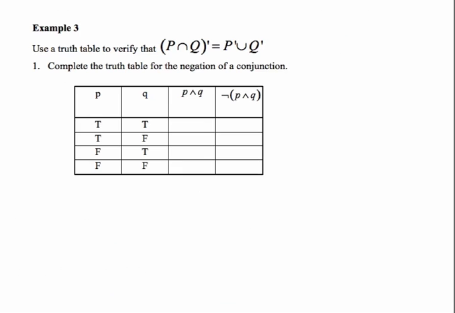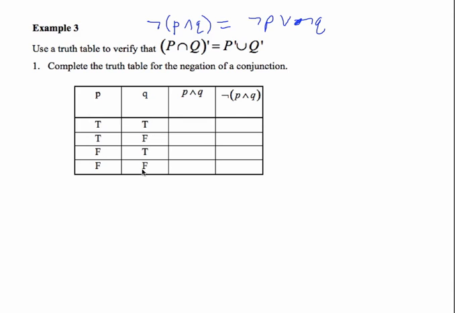Next we have: use a truth table to verify that the complement of P intersect Q is equal to the complement of P union the complement of Q. This is in set notation. We can convert it to logic notation as follows: not (P and Q) equals not P or not Q. So that's what it looks like in logic notation. And we'll see if this is true. We can fill out the truth table.